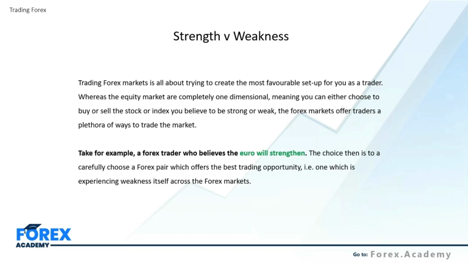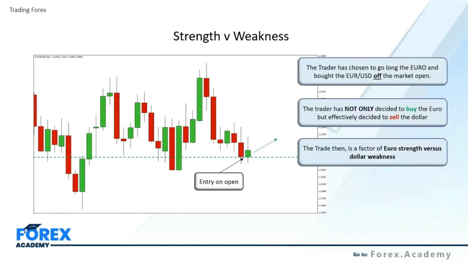So what we'll do is to look to buy the euro. Of course, we know that is a directional bias for that domestic currency, but we will specifically look for one that is weak or experiencing some weakness across the trading period, or that time that we want to trade the euro to the upside. So let's look to see how we might accomplish this. Here we have the euro US dollar price chart. Our entry is at open. So the trader has chosen to go long the euro and bought the euro US dollar off the market open.